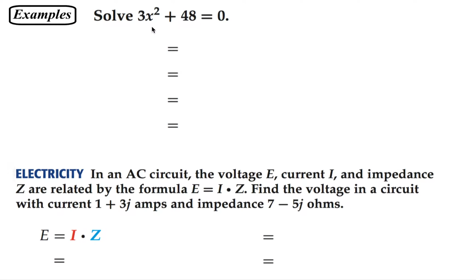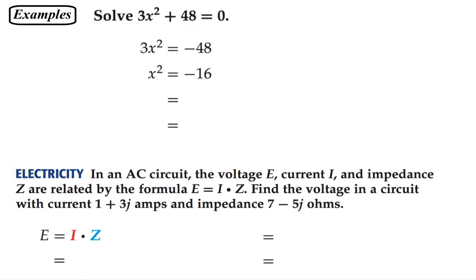If we want to solve a quadratic equation now, we're going to move on from graphing to some algebraic methods to solve our quadratic equations. So one of the things I can do is subtract 48 from both sides and then divide by 3. So I get x squared equals -16.